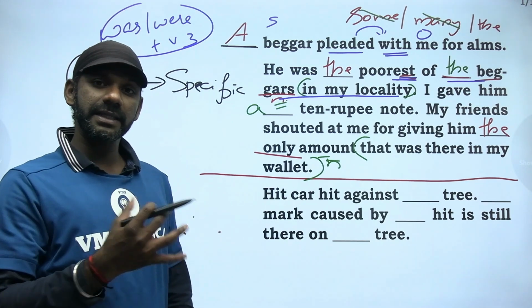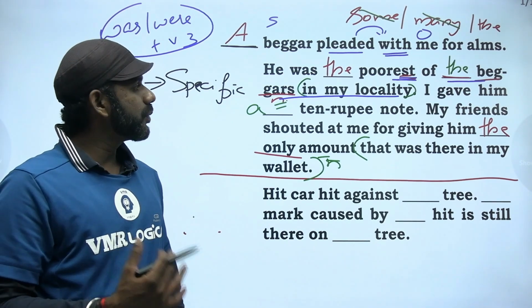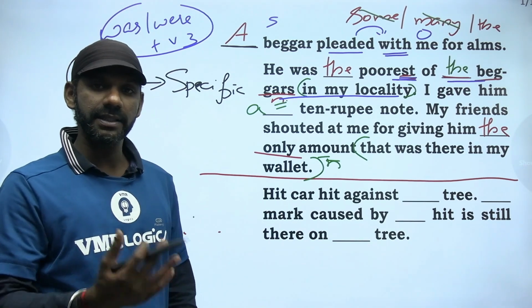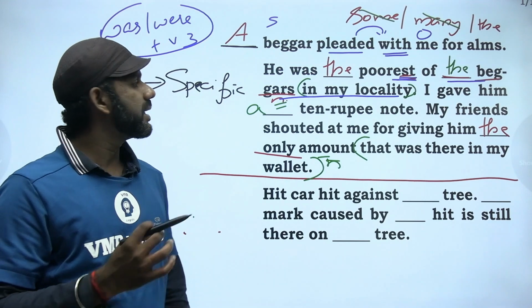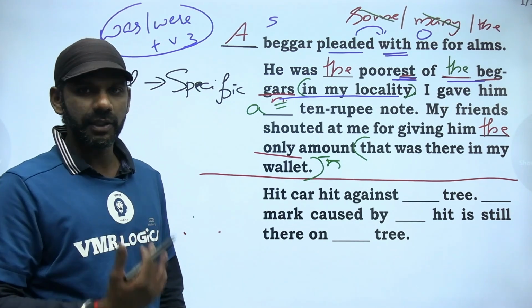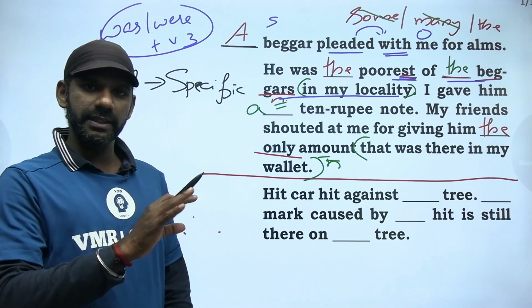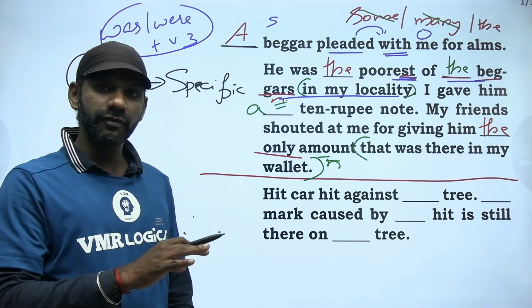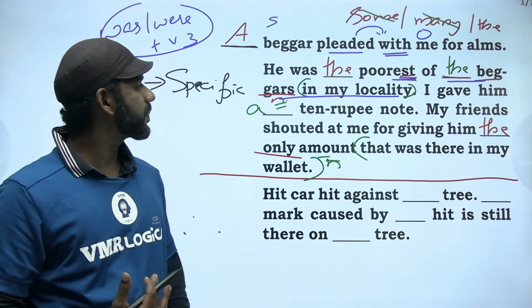Now the same idea in the comparative degree form becomes he was poorer than any other beggar. Any other beggars is a wrong usage. He was poorer than any other beggar in my locality. The same idea is expressed in two different forms. One is the superlative degree form, the other one is a comparative degree form.